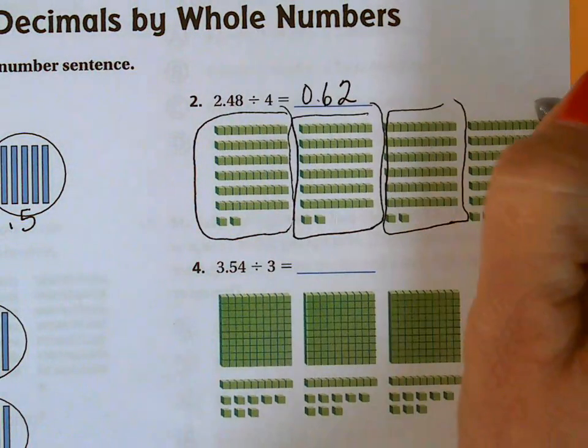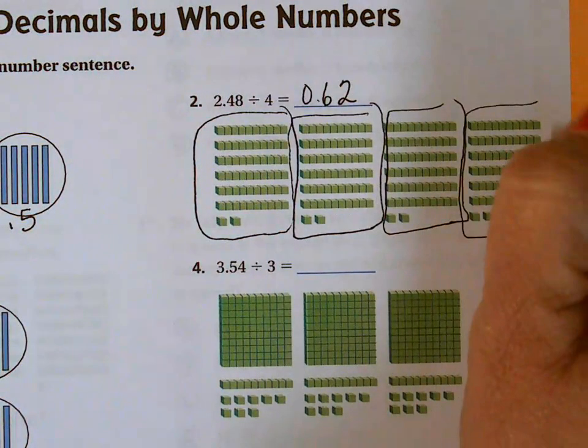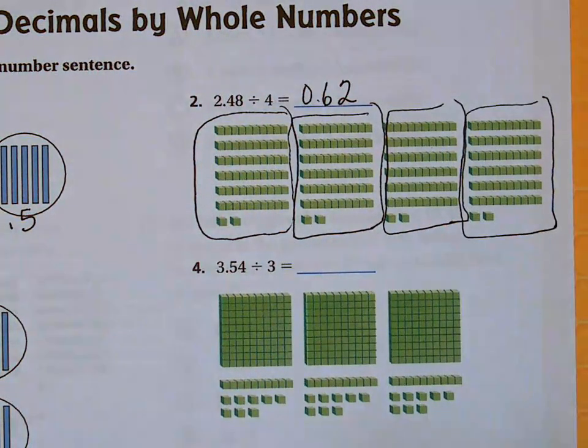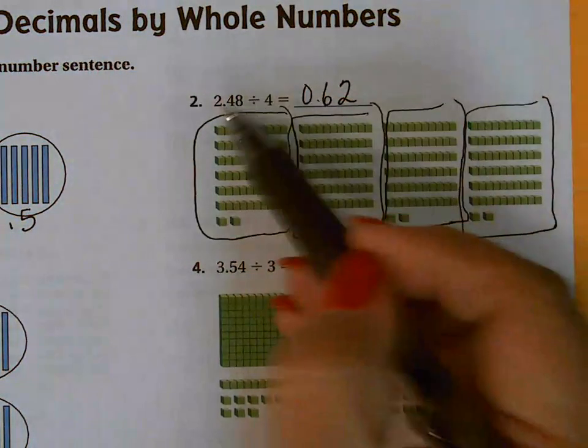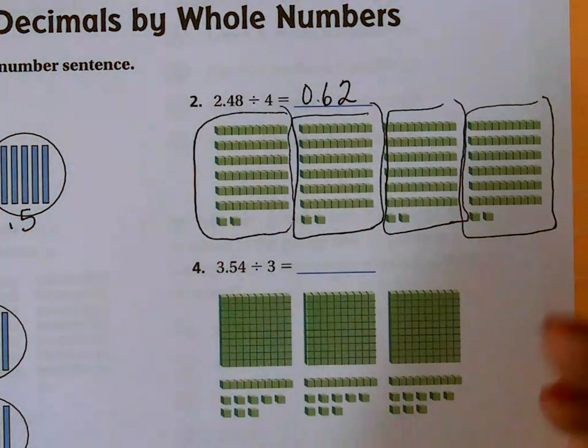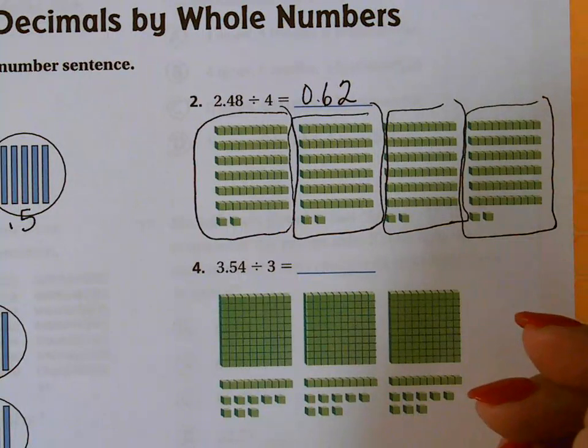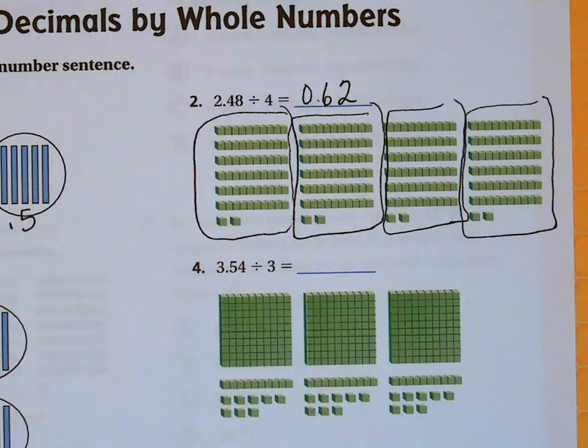And I have the same in every group out of the 4 groups that I have. So my divisor says that I'm going to divide those into 4 groups. And 62/100 times 4 will equal 248/100, or 2 and 48 hundredths. All right, let's look at the next one.